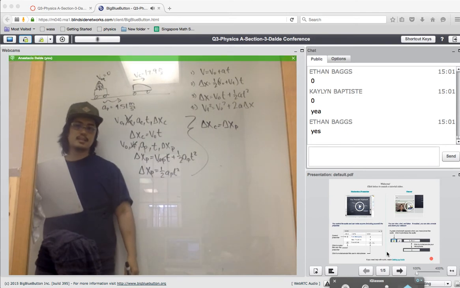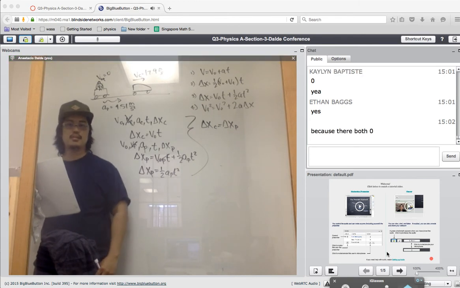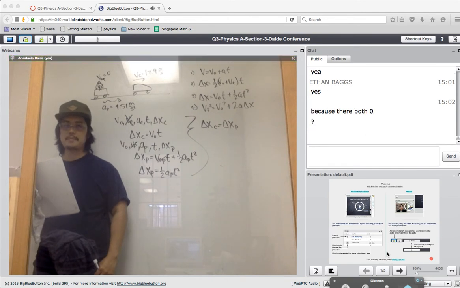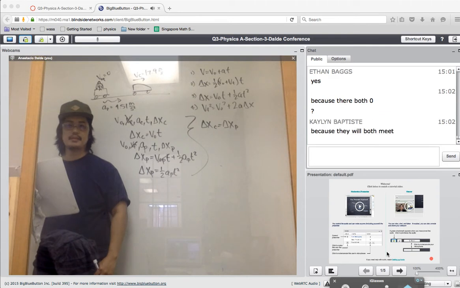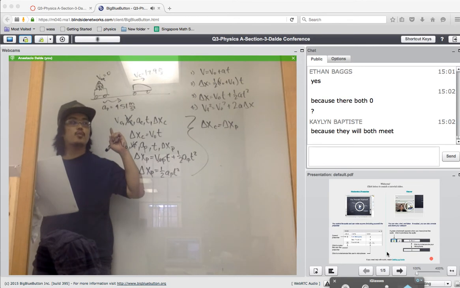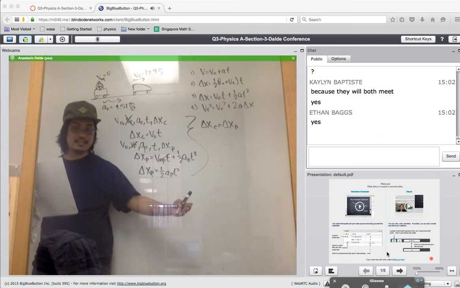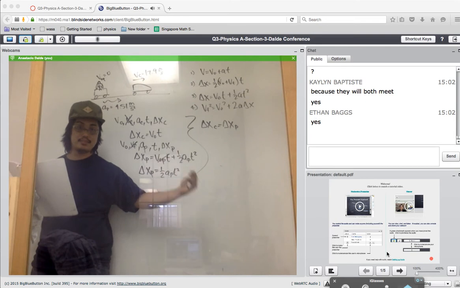Why does that make sense? Or does that make sense to you? No, they're not both 0. That's not true. There we go. Because I said when they both meet. Well, when they meet, would you agree that their position will be the same? If they meet, that means they are at the exact same position. That's kind of how it's defined.